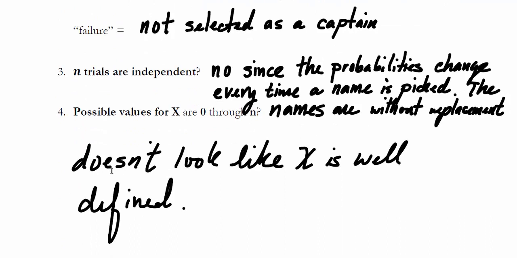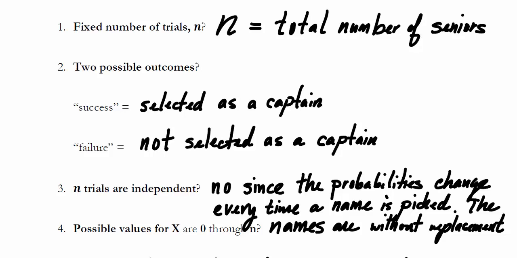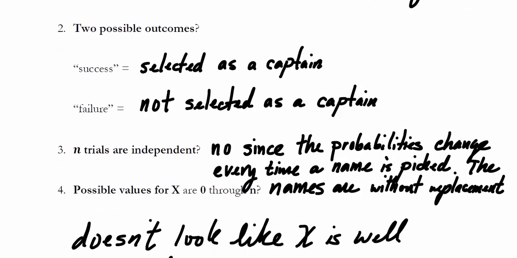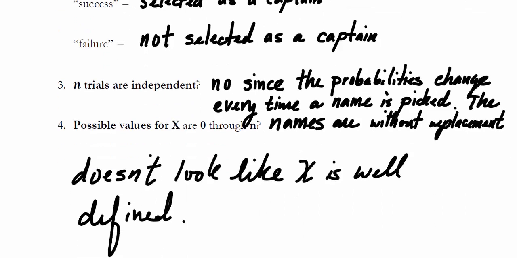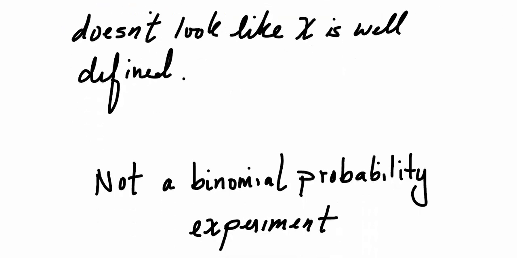And then down here, x is not well defined. Very vague on that, even dealing with seniors. So this one's out. This would not count. You can definitely find probabilities with each one of these, but this would not fit a binomial experiment.